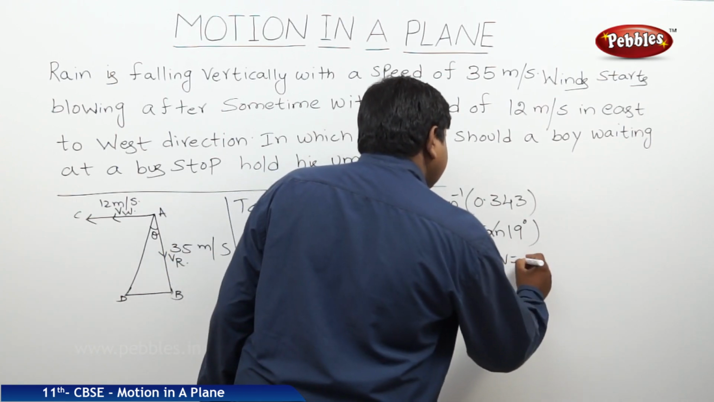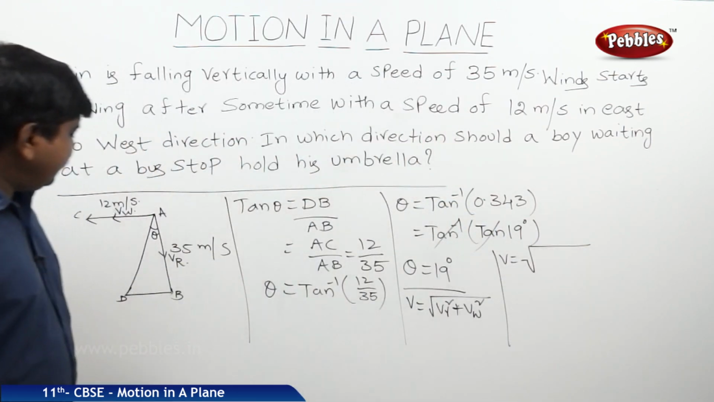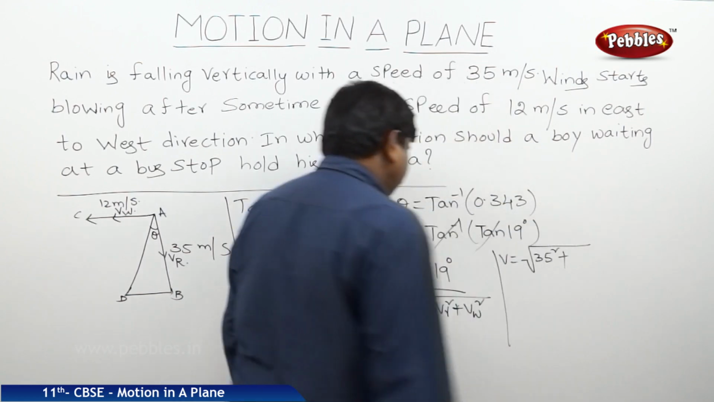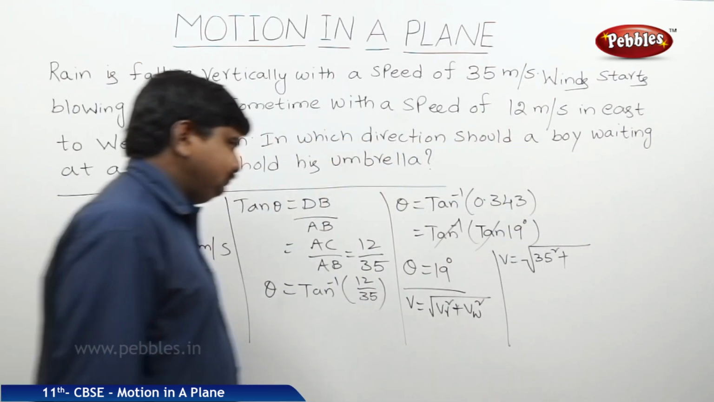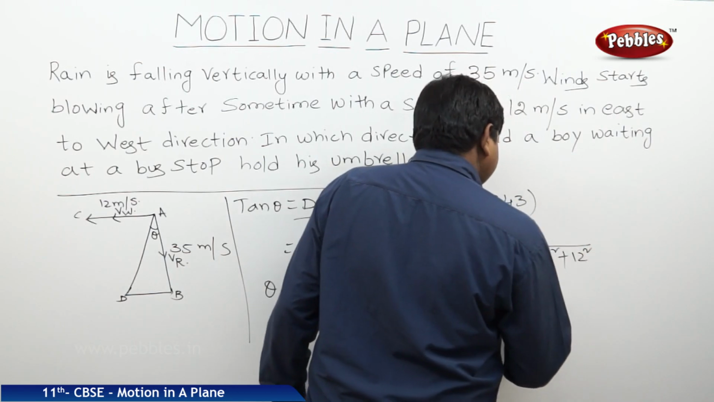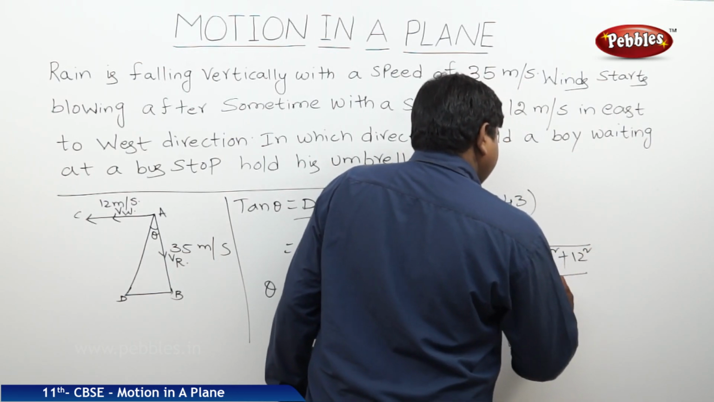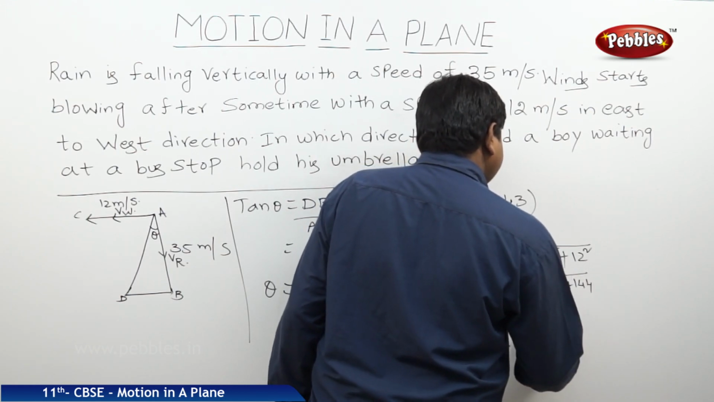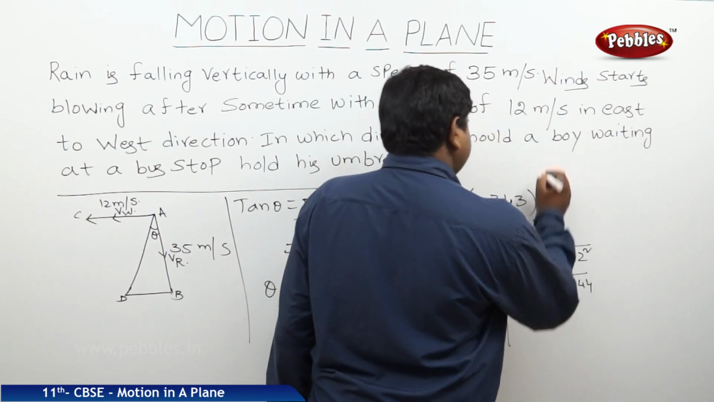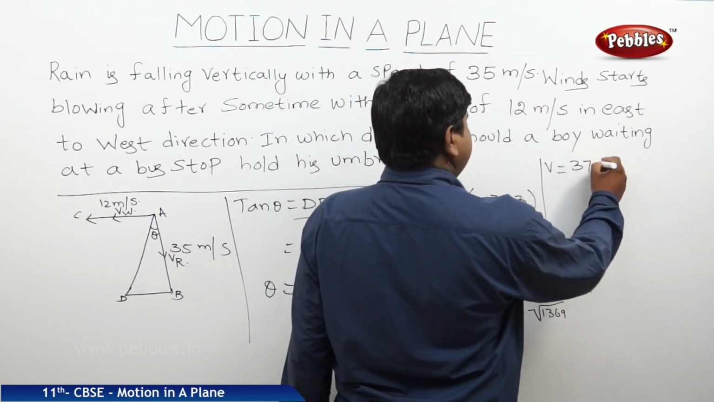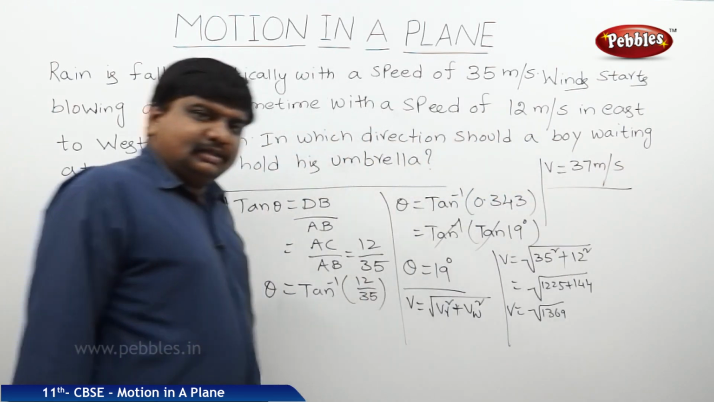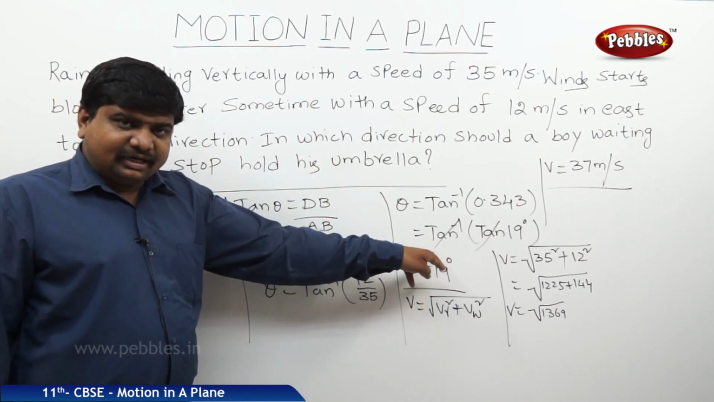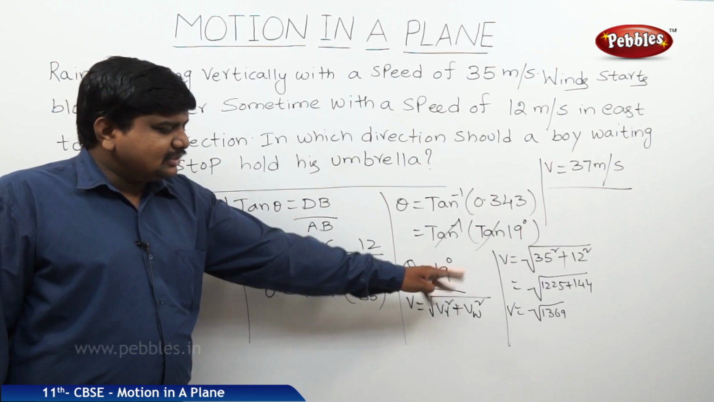So therefore V is equal to the square root of the velocity of rain, 35, and velocity of wind, 12. Therefore it is square root of 1225 plus 144, which is square root of 1369. V is equal to 37 meters per second. The resultant velocity with respect to these two parameters is 37 meters per second. The direction of the umbrella, meaning the angle it should make, is 19 degrees.